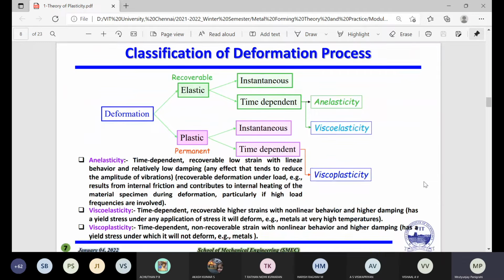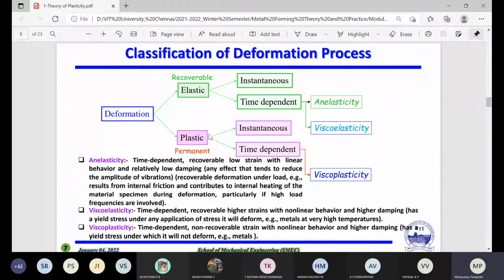Then one more slide, which I have not talked about in detail in the previous module. Whenever we talk about the deformation process, in deformation you can have elastic and plastic. The elastic is recoverable and the plastic is permanent. Again, the elastic can be classified in two ways: one is instantaneous and one is time dependent. Instantaneous means suddenly, immediately. Time dependent is with respect to time. So again you can classify into anelasticity and viscoelasticity.